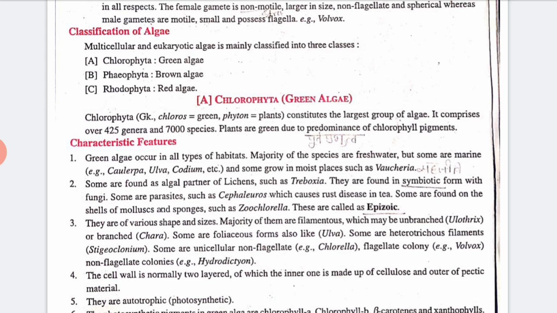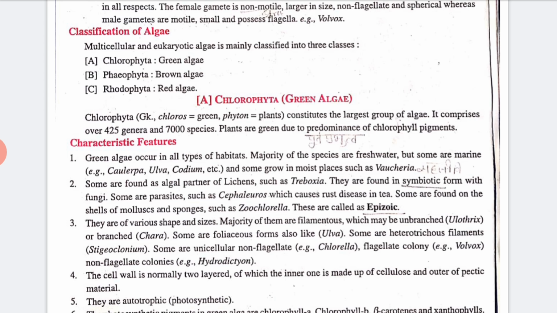Chlorophyta: chloros means green and phyton means plant. It constitutes the largest group of algae. It comprises over 425 genera and 7,000 species. Plants are green due to the pigments, because they have a predominance of chlorophyll pigment.